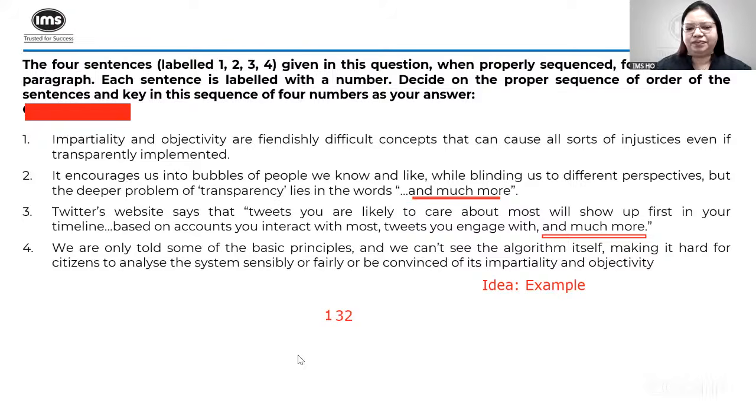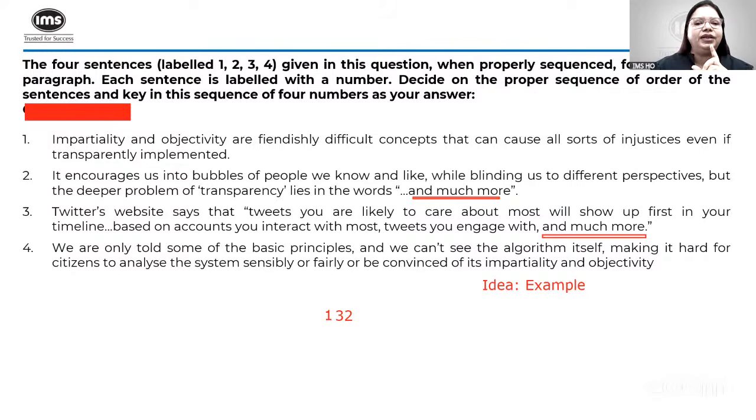Where do I place 4? Okay, 4, you can see when you read this, it is extending the idea of lack of transparency with phrases like this. We're only told some basic principles. That's what Twitter says at the start. We can't see the algorithm itself. So under this "and much more," there can be so much that is unsaid, right? We can't see the algorithm. We cannot analyze the system sensibly. So we don't know what kind of perspectives, what kind of feeds, what kind of stuff we are being fed, correct? So 4 is only extending the lack of transparency.